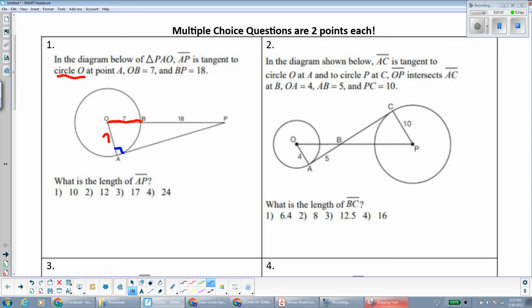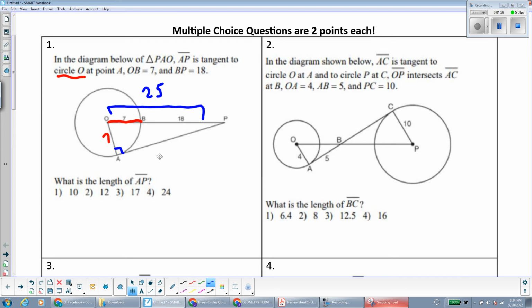So now I know I have a right triangle, and I can use the Pythagorean theorem in order to find the missing side length AP. So we know the hypotenuse. The hypotenuse is 18 plus 7. Let me get my calculator ready to go for the rest of this. There we go. And this 25 represents the hypotenuse because it's opposite from the 90-degree angle.